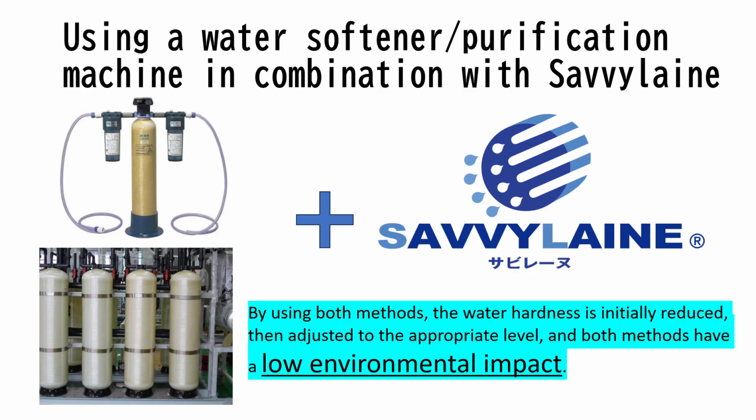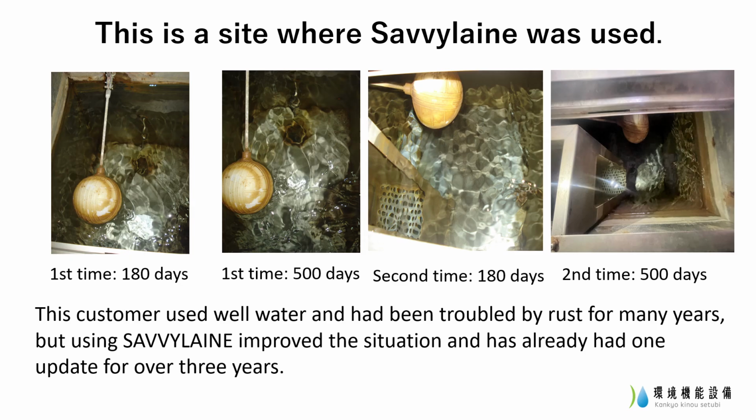With SAVVY-LAINE, only naturally occurring components are released as ions, so when disposing of the used water, it's perfectly fine to discharge it directly into rivers. When using water softeners or pure water systems, we recommend using SAVVY-LAINE in conjunction as the most environmentally friendly rust inhibitor to combat red rust. Neither releases harmful substances, creating environmentally friendly, trouble-free mold-cooling water. This customer used well water and had been troubled by rust for many years. But using SAVVY-LAINE improved the situation and has already had one update for over 3 years.